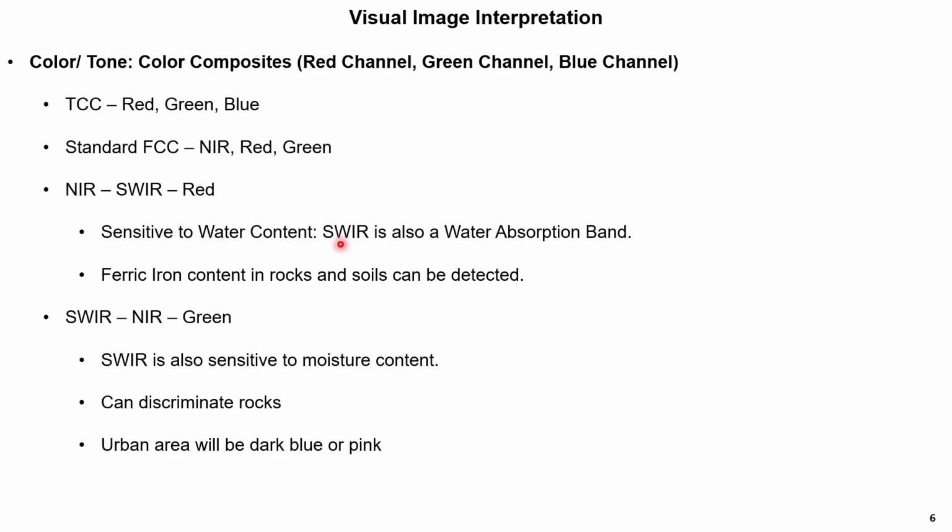Here it is sensitive to water content because we have both NIR and SWIR bands. So water absorbs in these two band ranges, and it will appear black in color. And since we have put the red band, we can also detect the ferric iron content in rocks and soils, because whenever any rock or soil has ferric content, it will reflect more in the red band of the EMR spectrum.